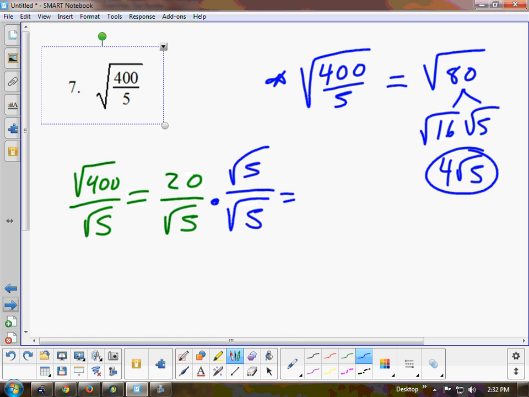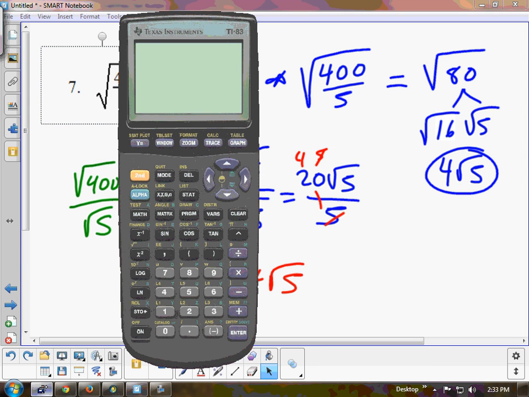So I get 20 radical 5 over 5, and then you have to know enough to reduce the 20 and the 5, because 20 is really 4 times 5, so these 5's cancel. I'm left with 4 radical 5. Okay, you can always test this on your calculator, so this would be a good time to test the calculator.